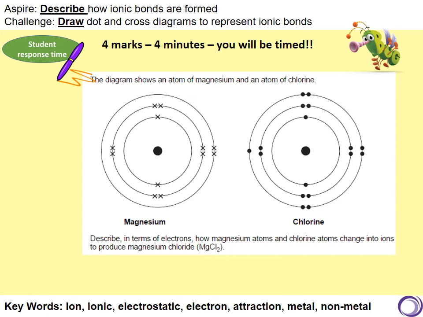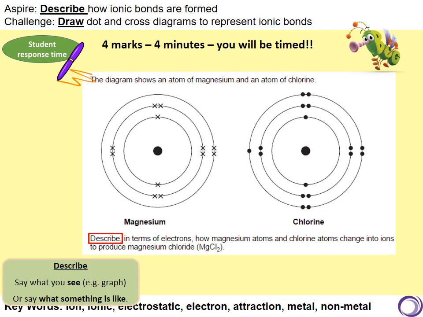Right, time for you to have a go then. So 4 marks, 4 minutes. The diagram shows an atom of magnesium and an atom of chlorine. Describe in terms of electrons how magnesium atoms and chlorine atoms change into ions to produce magnesium chloride. This is a describe question, so you'd need to say what you would see happening. We underline the keywords. It wants you to be talking about electrons. And then glancing back over the question, we're looking at magnesium atoms and chlorine atoms. 4 minutes, off you go.